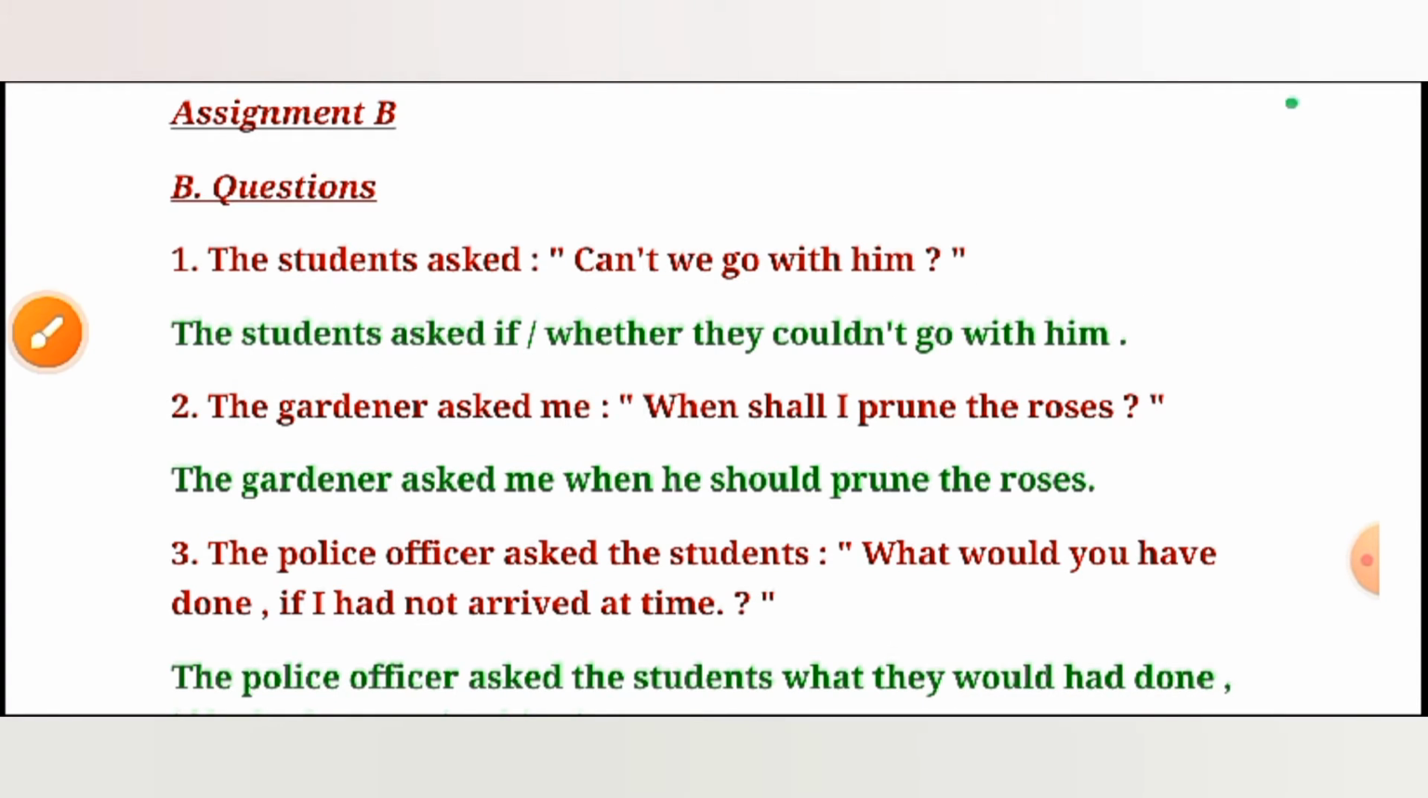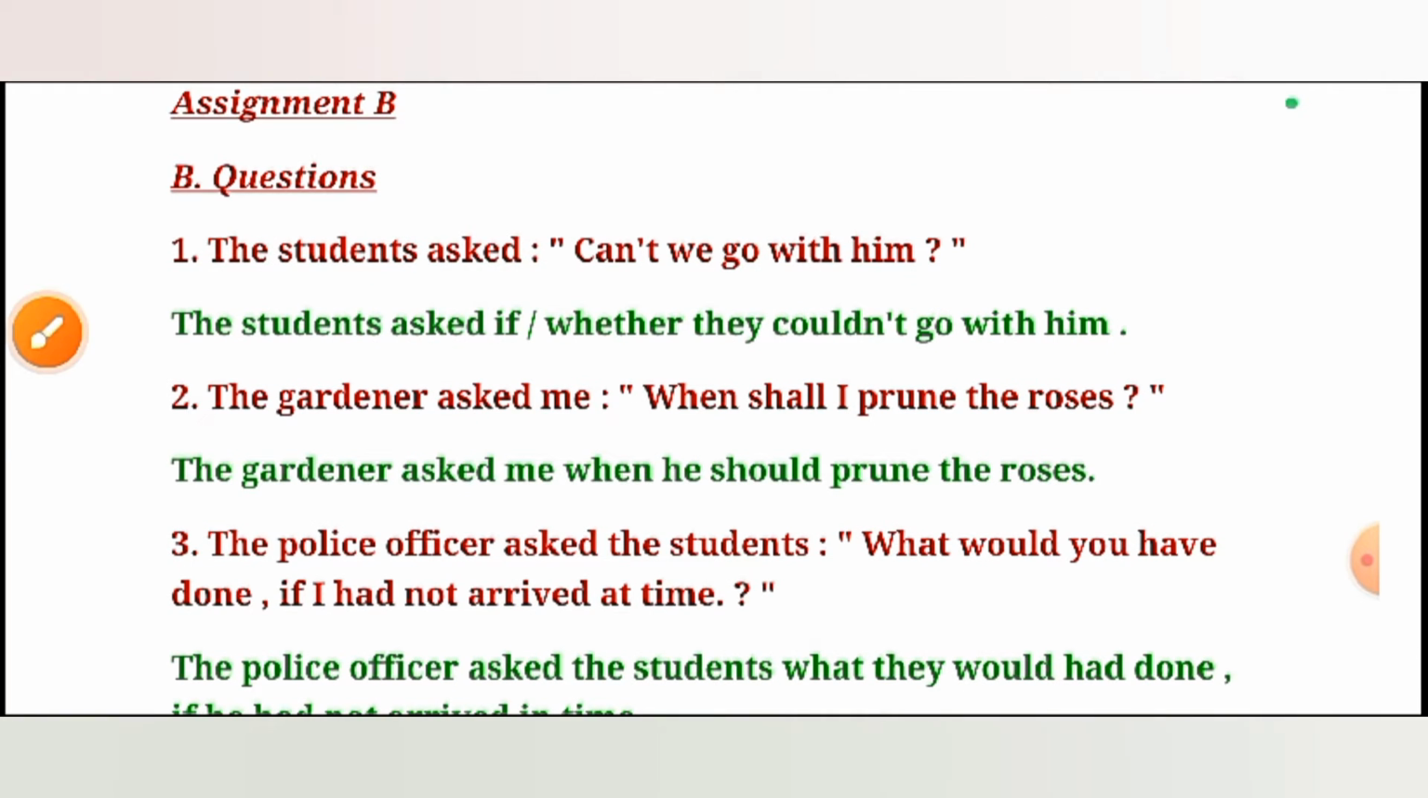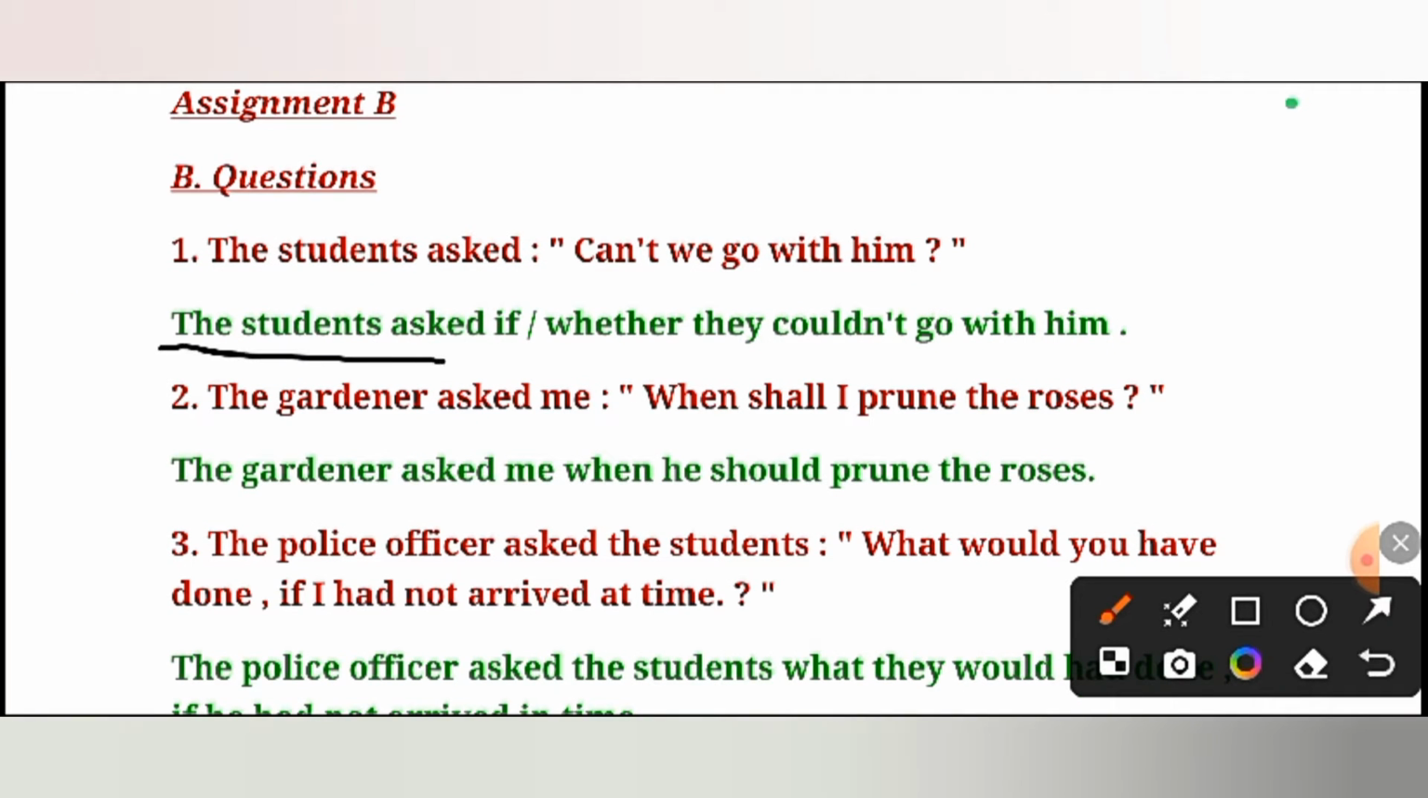As it starts with the auxiliary verb, it will be, the student asked. You can use either word, if or whether, both are correct. The student asked if or whether they couldn't go with him. And the interrogative sentence shall be changed into an assertive sentence. Interrogative will change into a declarative sentence, that is what I wanted to say. The question mark shall be changed into a full stop.